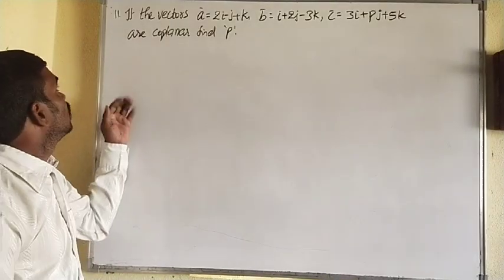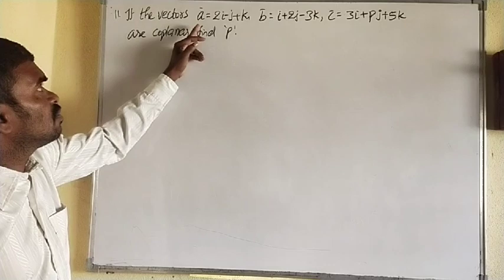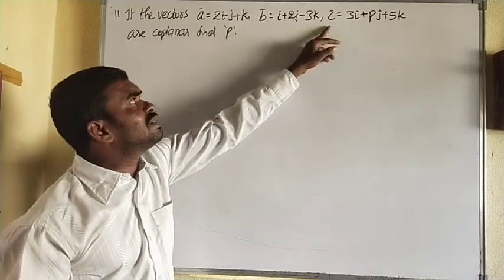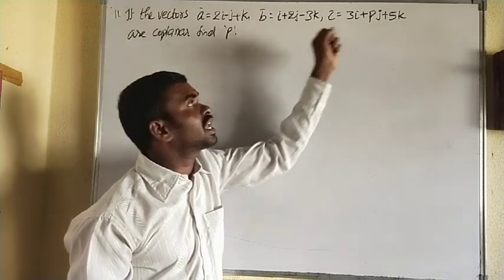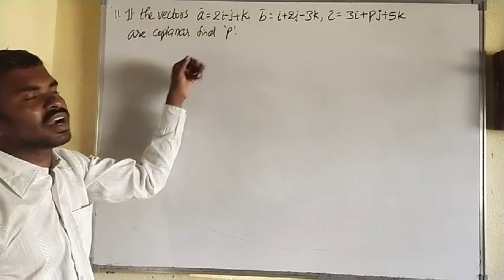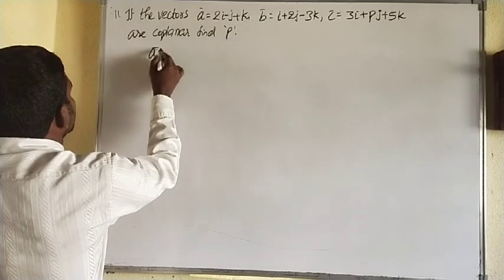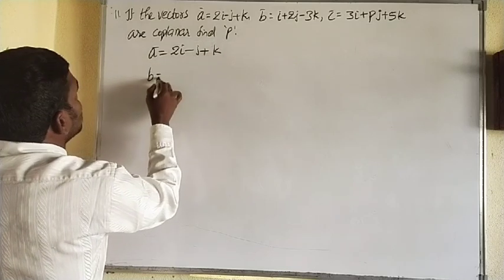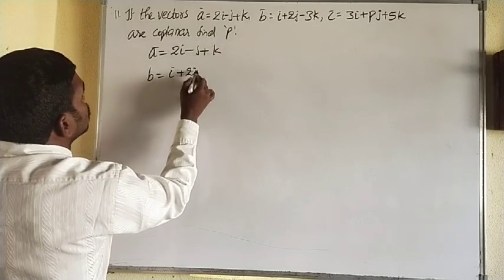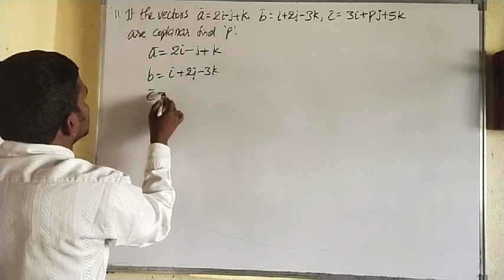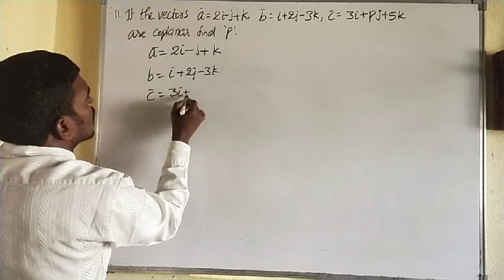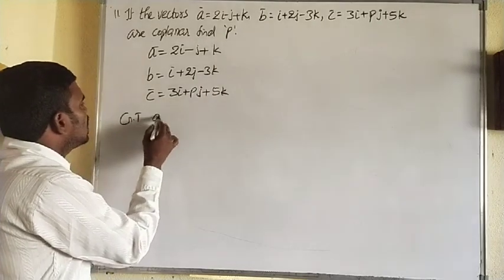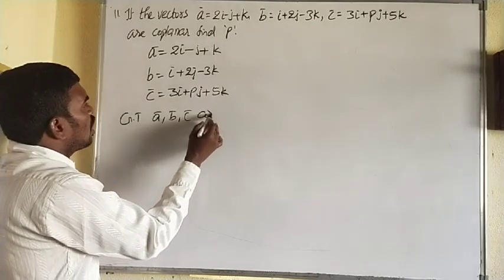Next, 11th question. If the vectors a bar equal 2i minus j plus k, b bar equal i plus 2j minus 3k, and c bar equal 3i plus pj plus 5k are coplanar, then find p. What are the given vectors? One is a, 2i minus j plus k, second one b, i plus 2j minus 3k, and third one c is 3i plus pj plus 5k. So given that these three a, b, c are coplanar.